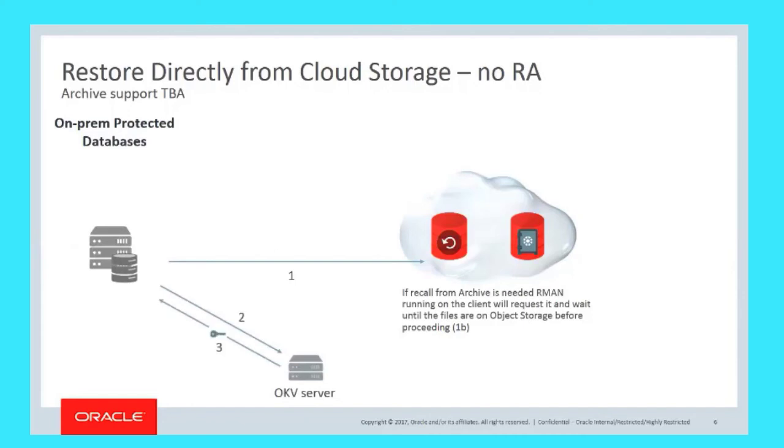So in this example, we have OKV server communication. So OKV server will send the decryption key back. Data can be retrieved from archive, and then Arman will restore it and decrypt it like any regular restore from a database cloud service backup.